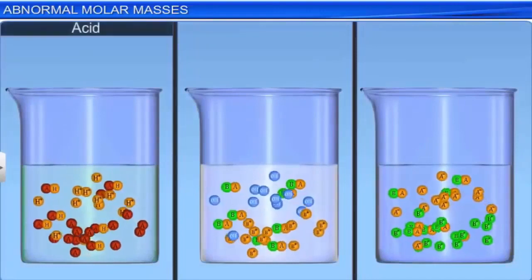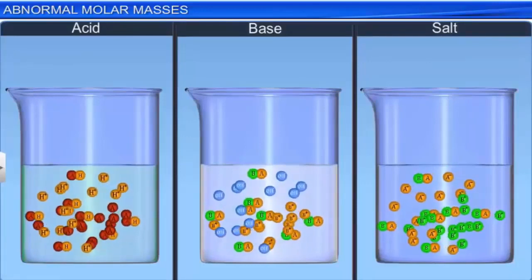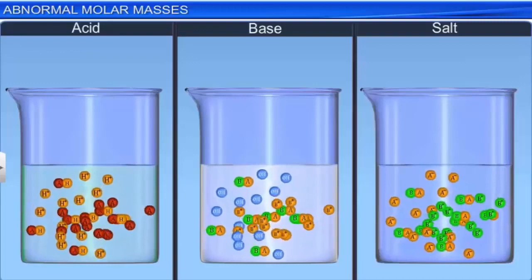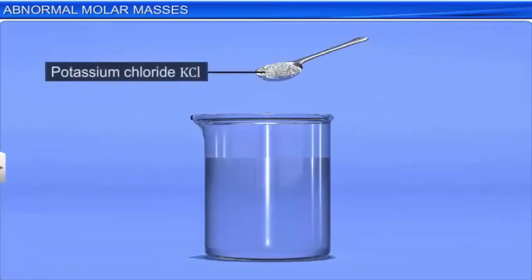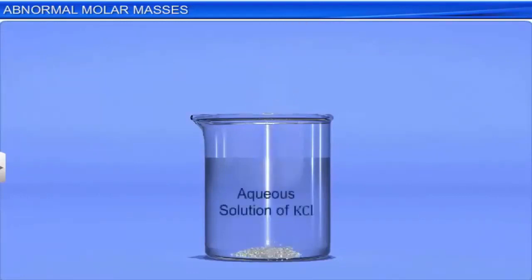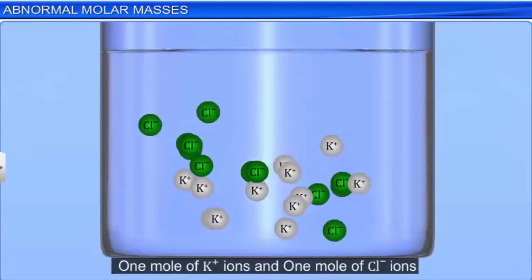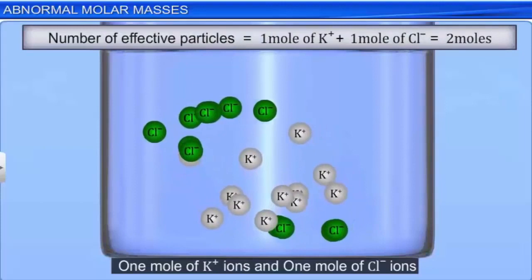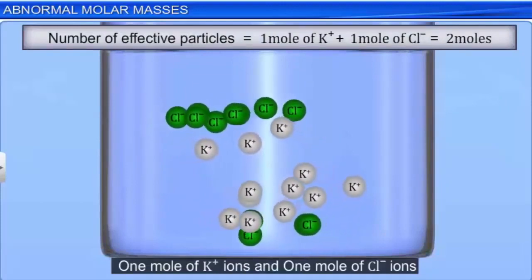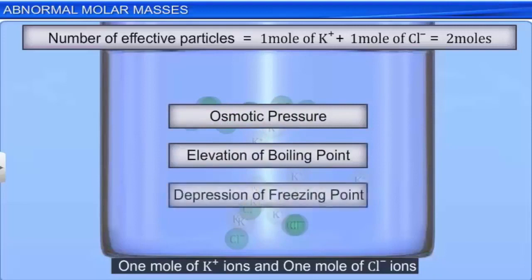Inorganic acids, bases, and salts undergo dissociation either completely or to some extent in an aqueous solution. For example, if 1 mole of potassium chloride, KCl, is dissolved in water, then the aqueous solution contains 1 mole of potassium ions and 1 mole of chloride ions. In such cases, the number of effective particles in the solution increases, and therefore, the observed colligative properties like osmotic pressure, elevation of boiling point, and depression of freezing point are much higher than those calculated on the basis of undissociated single molecules.